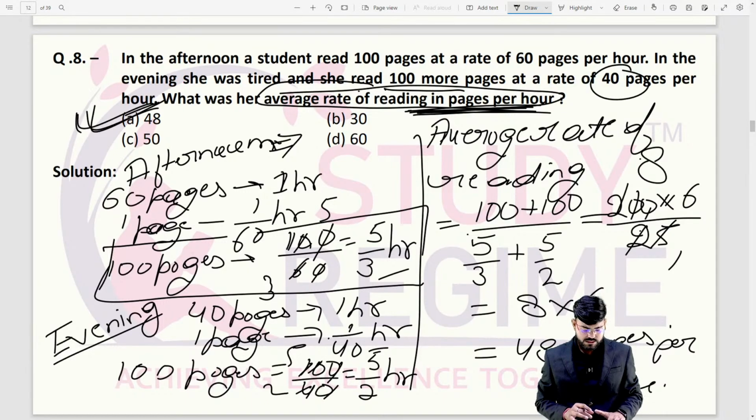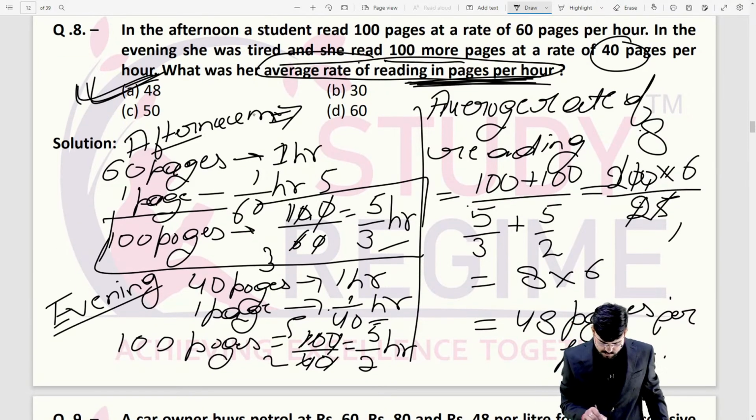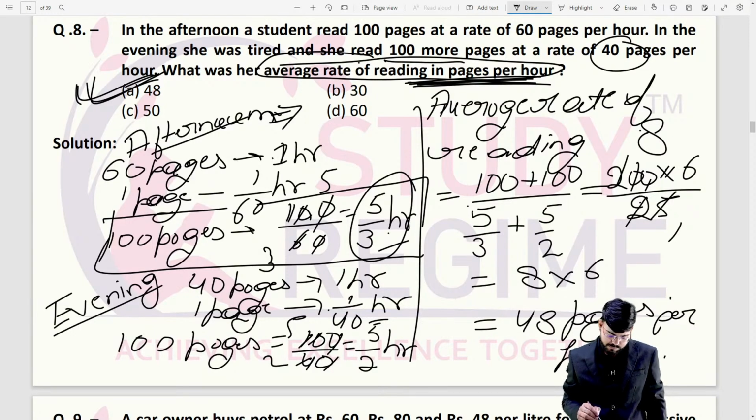There was a student, she was reading 100 pages but at a rate of 60 pages per hour in the afternoon, and again she was reading in the evening 100 pages but at a rate of 40 pages per hour. So I have just taken the two scenarios in the afternoon and in the evening. So I have calculated the time which has been taken for her to read 100 pages. 60 pages in 1 hour, so 1 page is 1 by 60, and like this I will get the time as 5 by 3 hours, and in the evening I got 5 by 2 hours.